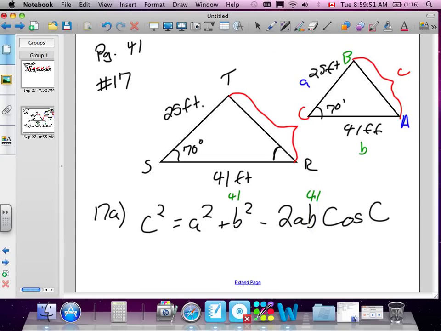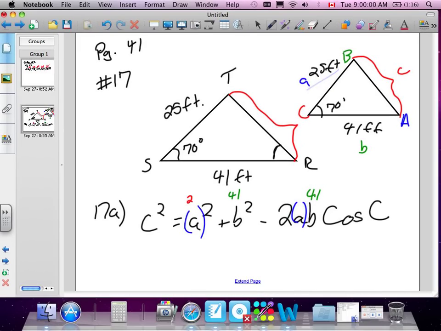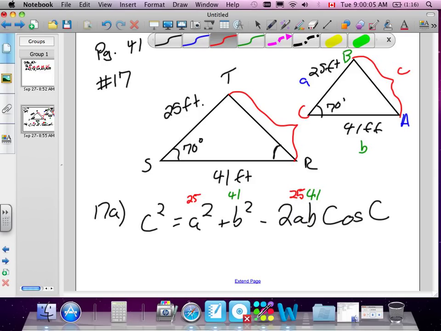Side A is 25. So both of the A's, I'm going to be plugging in the number 25. And finally, our angle C is 70 degrees. So for the angle, that's the large C at the end of the equation, we're going to plug it into there.